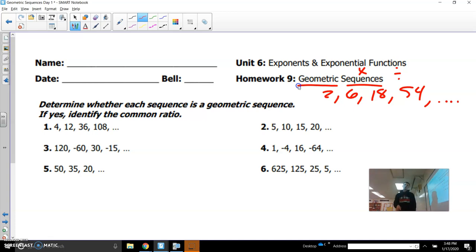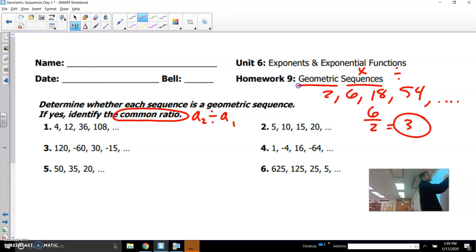And anytime you're not sure what something is multiplying by, we can find that common ratio by doing the second number divided by the first number. So for example, 6 divided by 2 would be 3. And really that should be true anywhere in the sequence. 18 divided by 6, 3. 54 divided by 18, 3. So just make sure you divide moving backwards to find that.